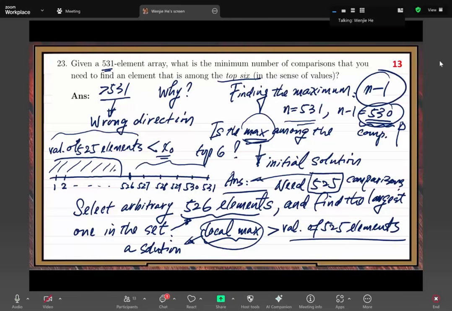So the number is actually this n number minus 6. If you need the top 6, you use n minus 6. Top 20, you use n minus 20, and so on. That's the way we solve this problem. Understand it this way. Then, let's move to the next question.